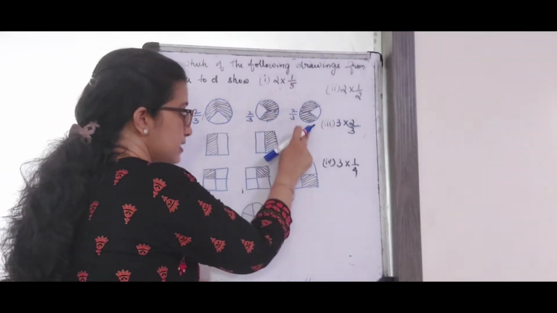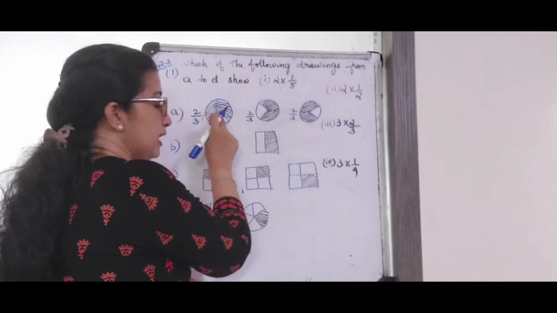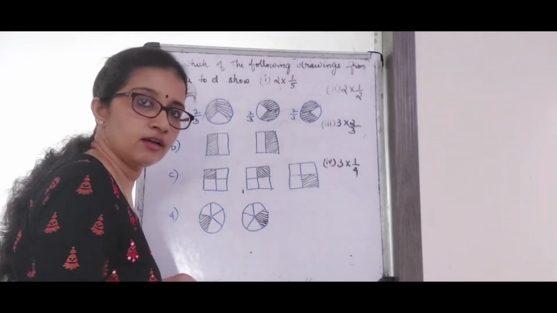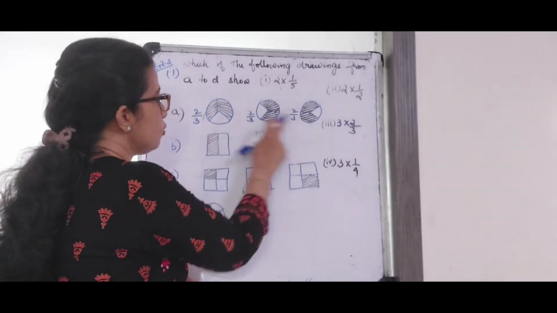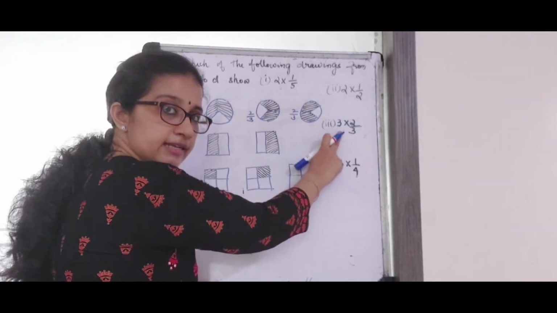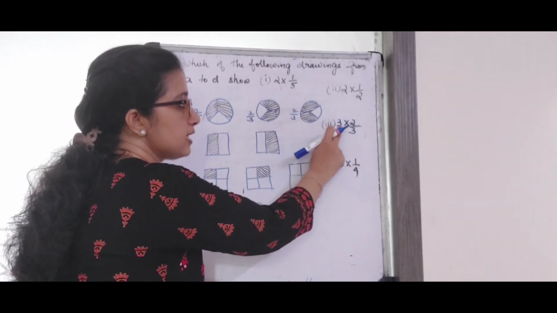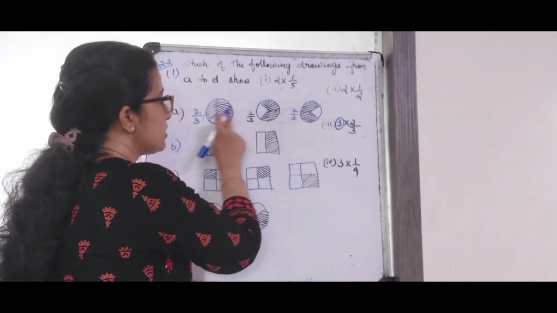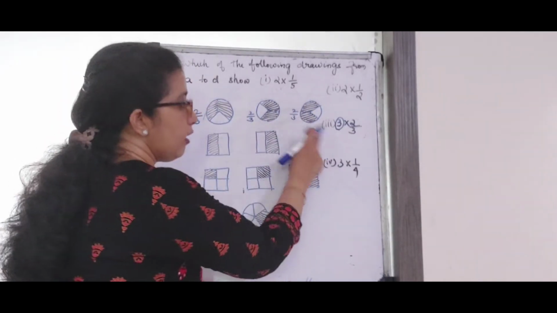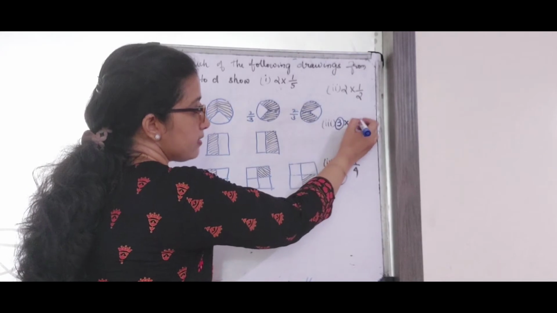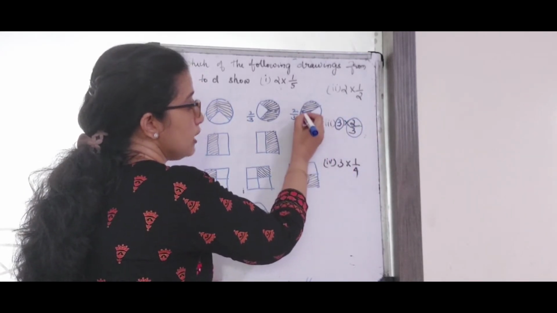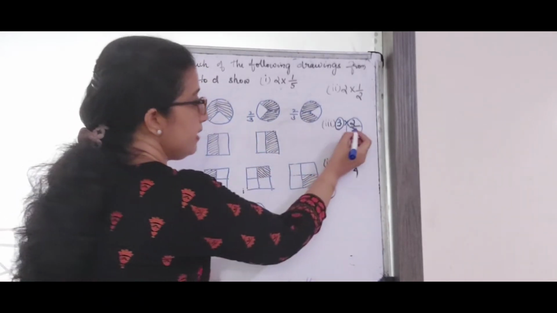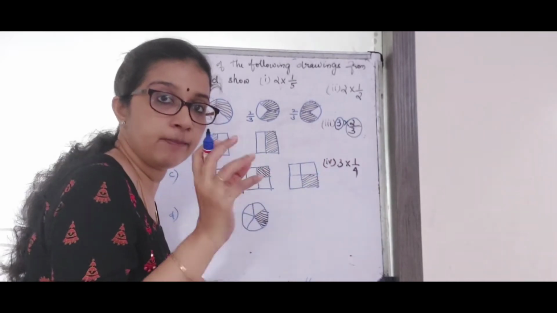There are 3 circles, and each circle has been divided into 3 parts, out of which 2 are shaded. So how can you write it? 3 into 2 by 3. Here, is there any 3 into 2 by 3? Yes, the third option is 3 into 2 by 3. So the first 3 corresponds to the number of circles, or number of figures or shapes here. The fraction corresponds to the number of parts in which each shape has been divided, and this 2 corresponds to the number of shaded parts.